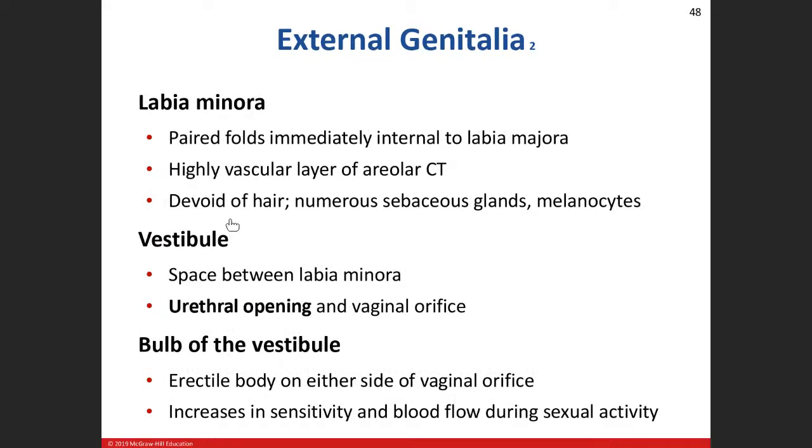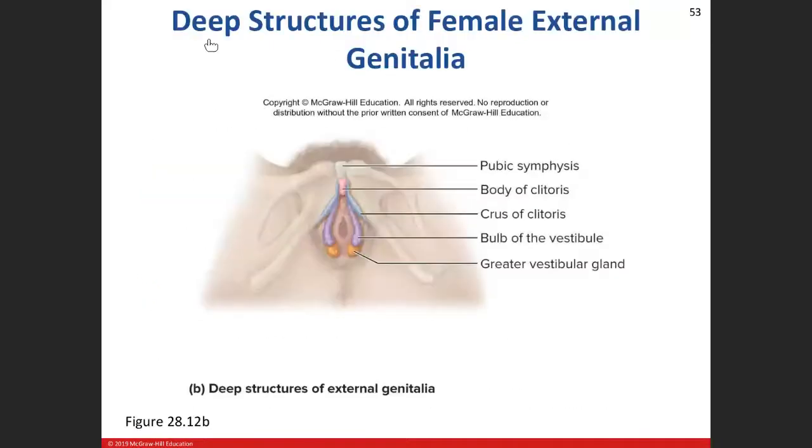Okay, so the bulb of the vestibule. Now we're going to start to talk about some of the structures that are part of the external genitalia, but you can't see them because skin and other tissues overlay them. Going back to this view of the perineum, here's the bulb of the vestibule, and it's this tissue that lies on either side of the vestibule.